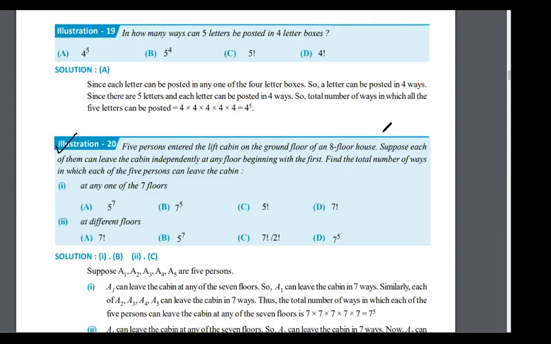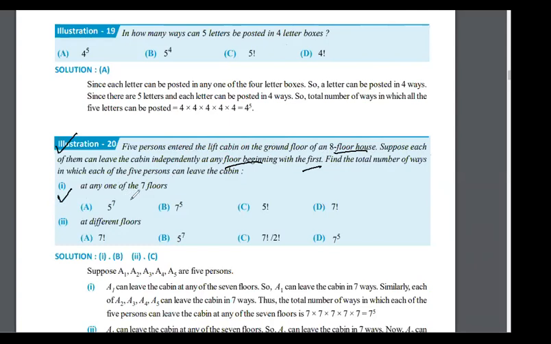I hope everyone has gone through question number 20. A person entered the lift cabin on the ground floor of an 8th floor house. Suppose each of them can leave the cabin independently at any floor, beginning with the first. Find the total number of ways in which it can be done.